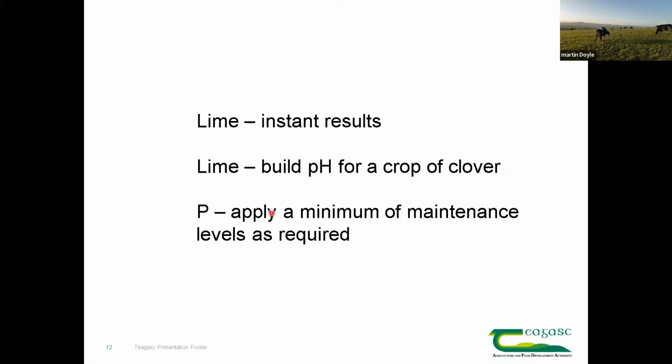So to finish up, Paul, my learnings again from 2 clients: the response to lime is instant and it works. We should look to build pH for our future crops of clover as the nitrogen limits come down, and we can't afford a holiday from phosphorus on the lower index soils. So Paul, that's it.